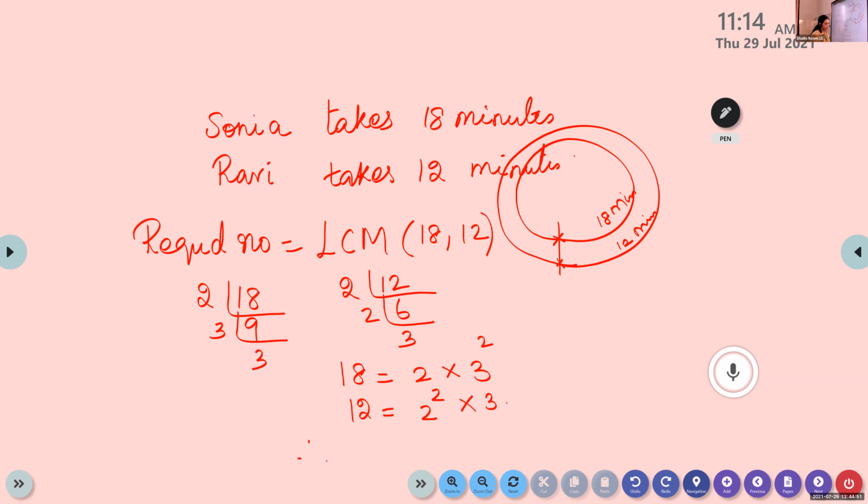Therefore what is the LCM here? Whenever we write the LCM, we should write all the factors. It is 2 square into 3 square, which is 4 into 9, so that is 36 minutes. They will meet again after 36 minutes. They take 36 minutes to meet once again.